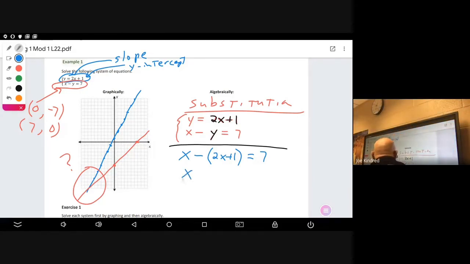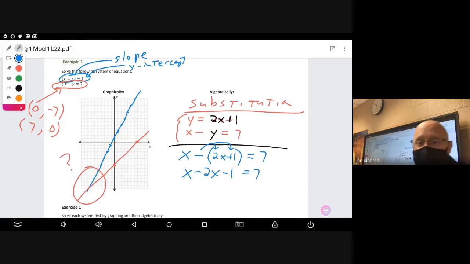And then I'm going to distribute. I distribute the negative through. Don't forget to do that. And then I'm just going to solve. And so the rest of it is just solving for x. Add like terms.